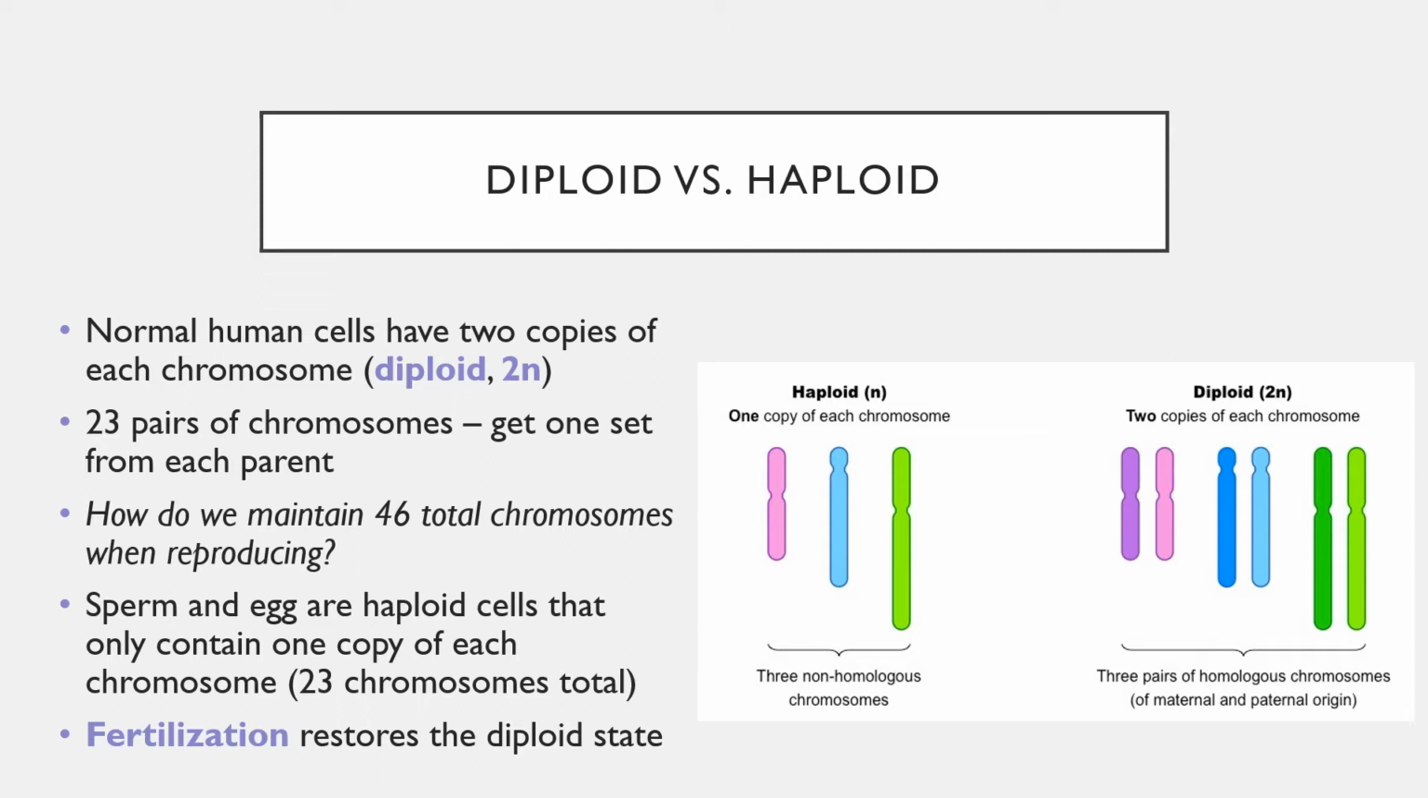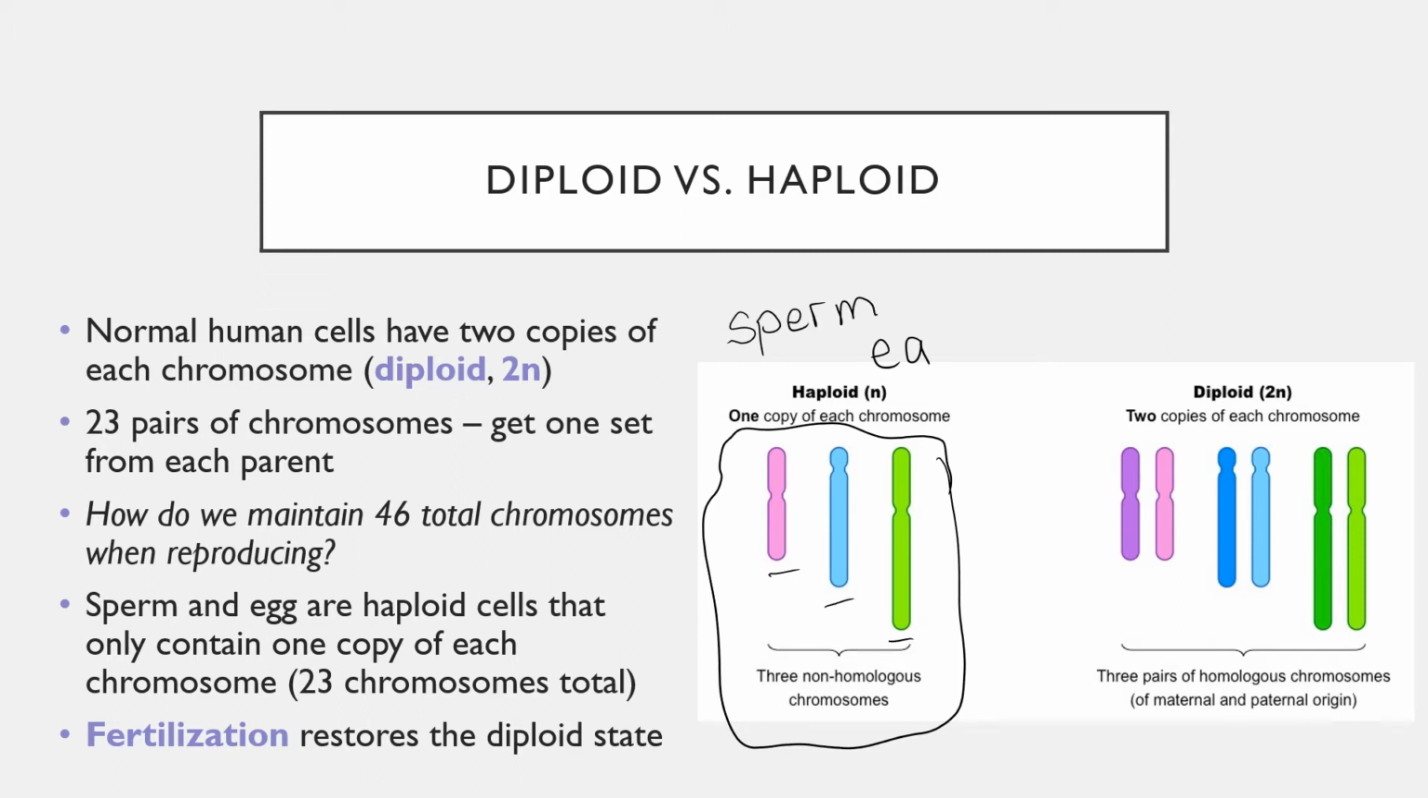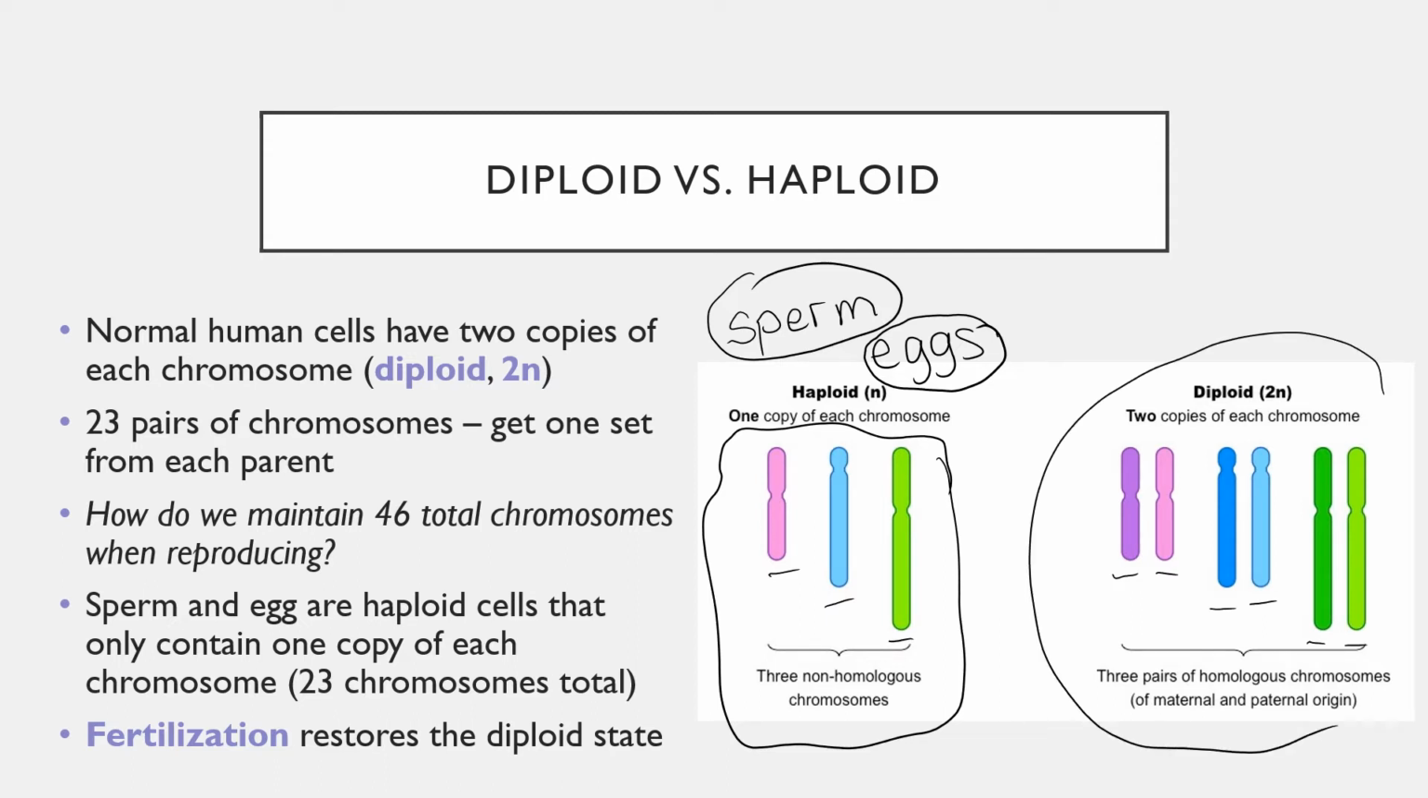So you can see these chromosomes here, they only have one copy of each of them. This is a haploid cell, like your sperm cells or egg cells. And when these fuse together, you'll have one sperm, a haploid cell with half the number of chromosomes, and the egg is going to have the same exact state. When those fuse together, you'll end up with two copies of every single chromosome, that diploid state.